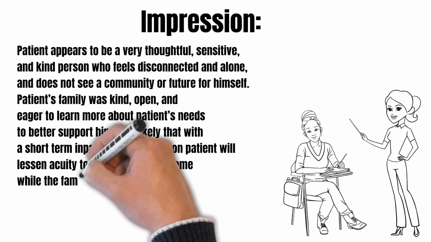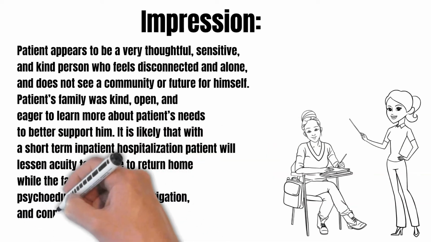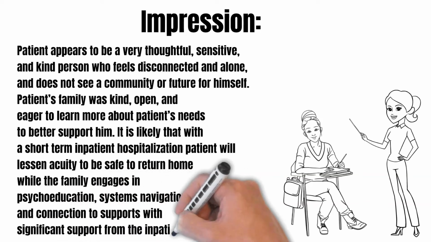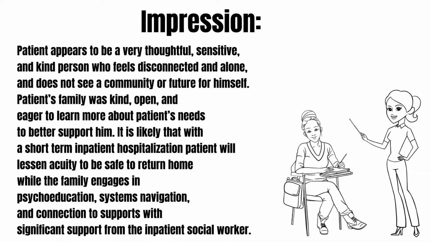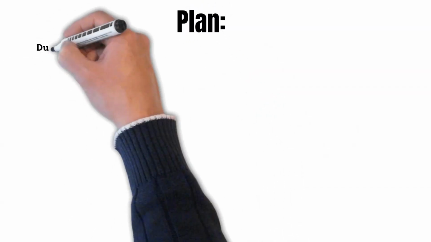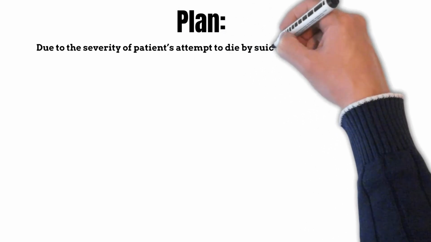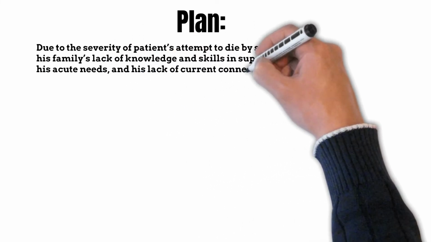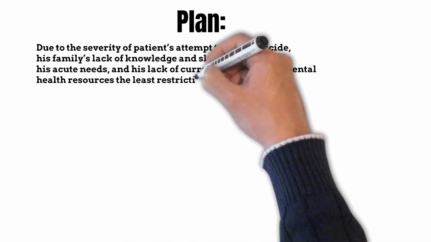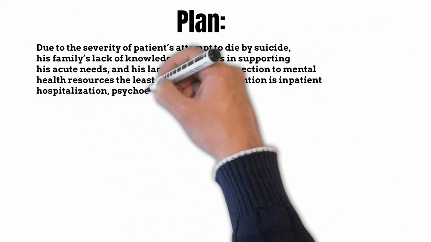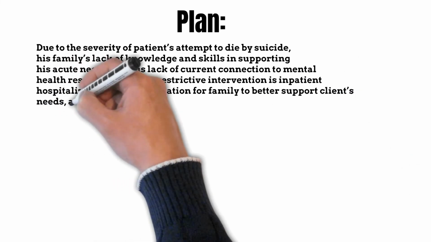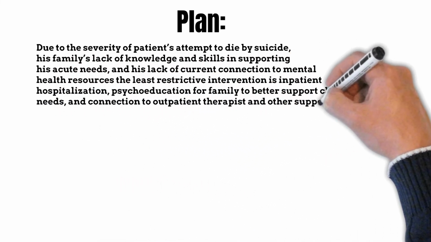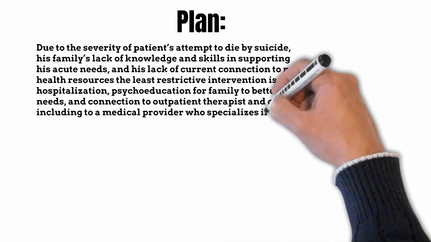It is likely that with a short-term inpatient hospitalization, the patient will lessen acuity to be safe to return home while the family engages in psychoeducation, systems navigation, and connection to supports with significant support from the inpatient social worker. Due to the severity of his attempt to die by suicide, his family's lack of knowledge and skills in supporting his acute needs, and his lack of current connection to mental health resources, the least restrictive intervention is inpatient hospitalization, psychoeducation for family to better support client's needs, and connection to outpatient therapists and other supports, including a medical provider who specializes in transgender healthcare.